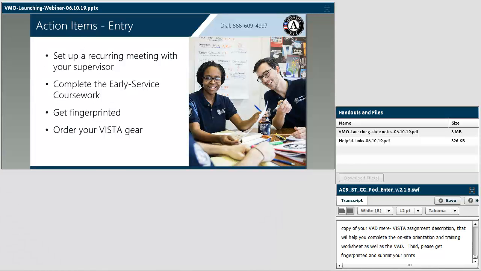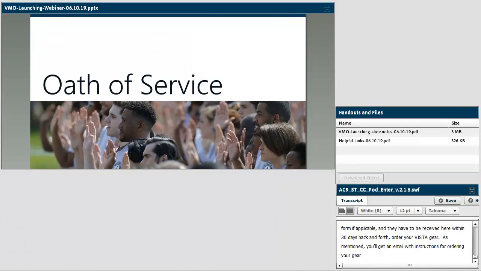Third, please get fingerprinted and submit your prints as well as a member disclosure form if applicable, and those have to be received here within 30 days. And fourth, order your VISTA gear. As mentioned, you'll get an email with instructions for ordering your gear in about 2 weeks.